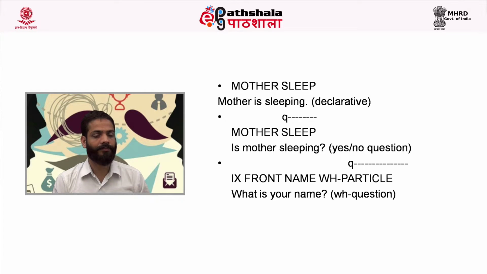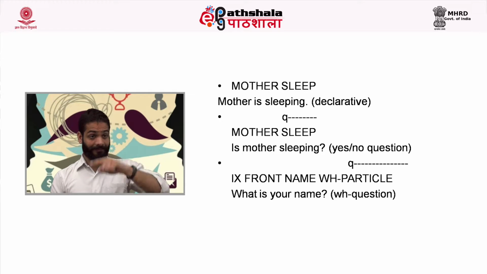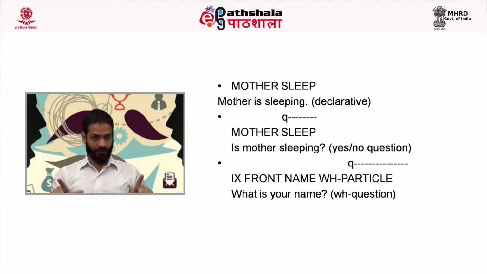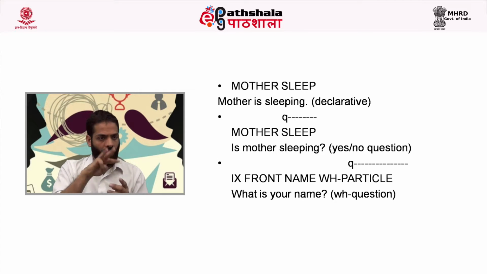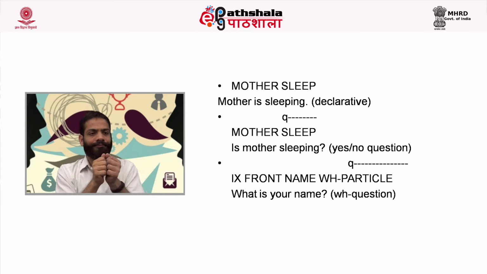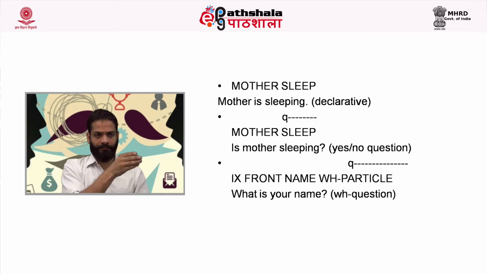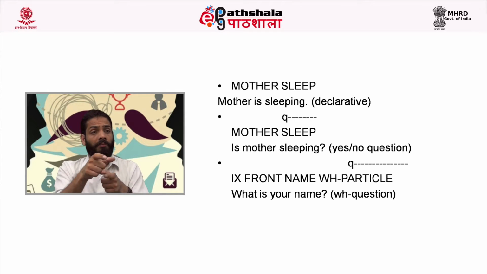The third would be a tag question. Would you like to have tea? In this, it can be signed as you, tea, you, where non-manual expressions will mark the tag question. The last is, what is your name? Which is a WH question. It will be signed as your name, WH particle, with the non-manual marker.